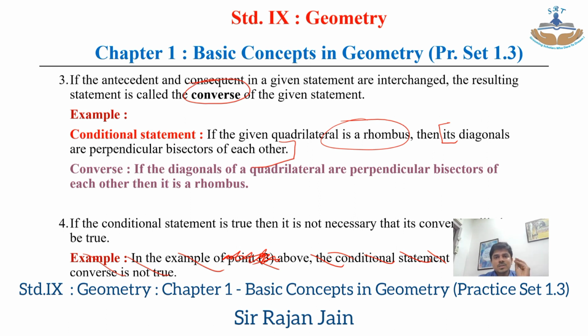What does this mean? Suppose I give you a conditional statement: if it rains, then the road is wet. What will its converse be? If the road is wet, then it rains. The original conditional statement was: if it rains, then the road will be wet. This is true. But if the road is wet, it is not necessary that it became wet because of rain. Oil may have been spilled, or any random thing. What I basically want to tell you is that if a given conditional statement is true, it is not compulsory that the converse should also be true. Clear? Okay. Let's see the next thing.